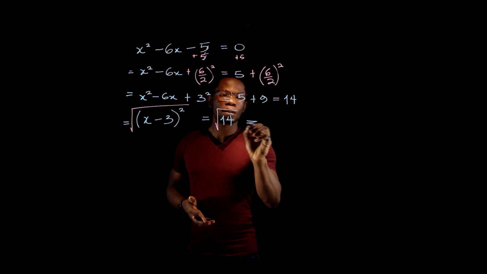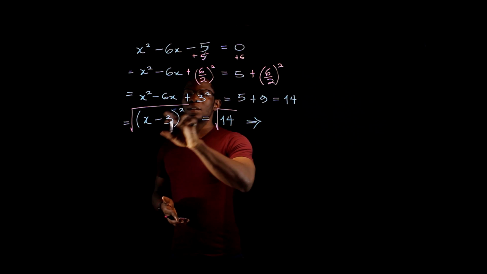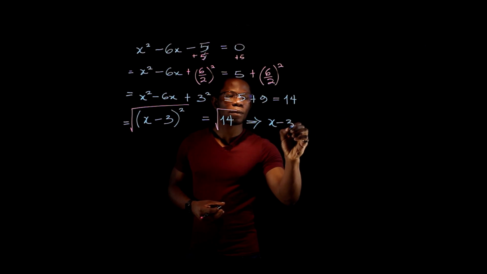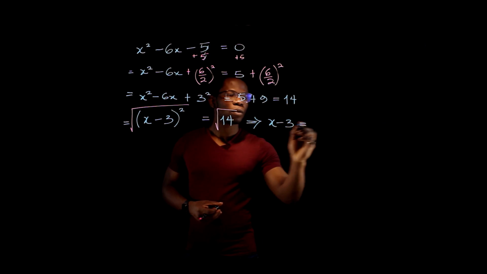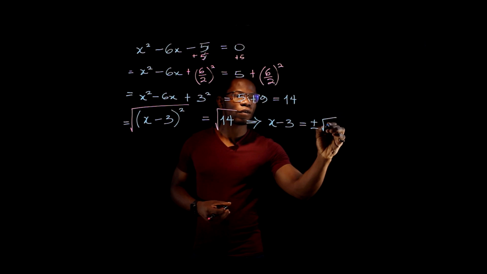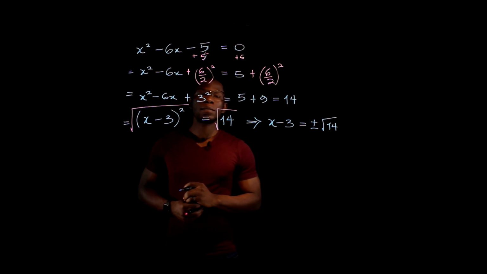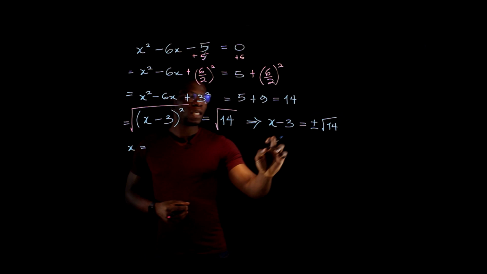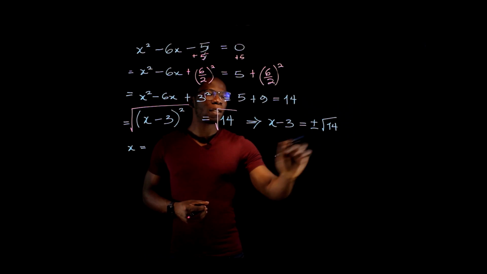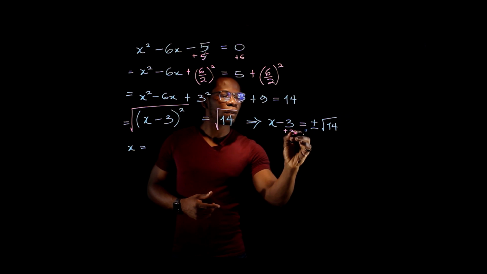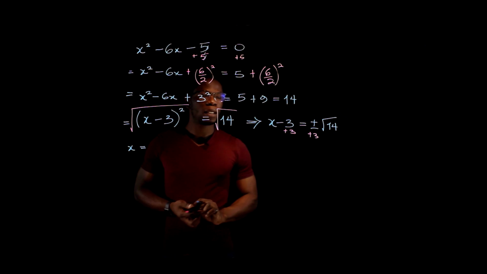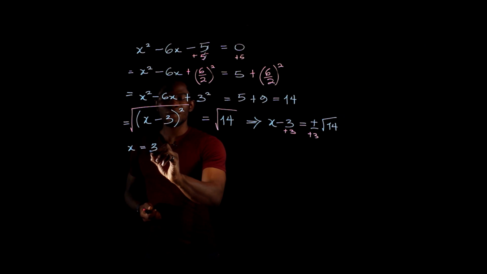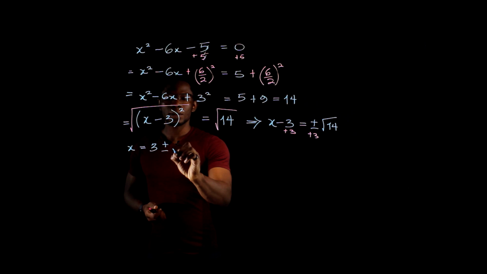And so if we do that, if we take the square root of this, the square root sign will cancel out the squared sign here. So we're left with x minus 3. And that's equal to plus or minus the square root of 14. So now x is equal to, if we add 3 to both sides here, this 3 cancels out this 3, so we're left with x on this side. And on the other side, we have 3 plus or minus the square root of 14.